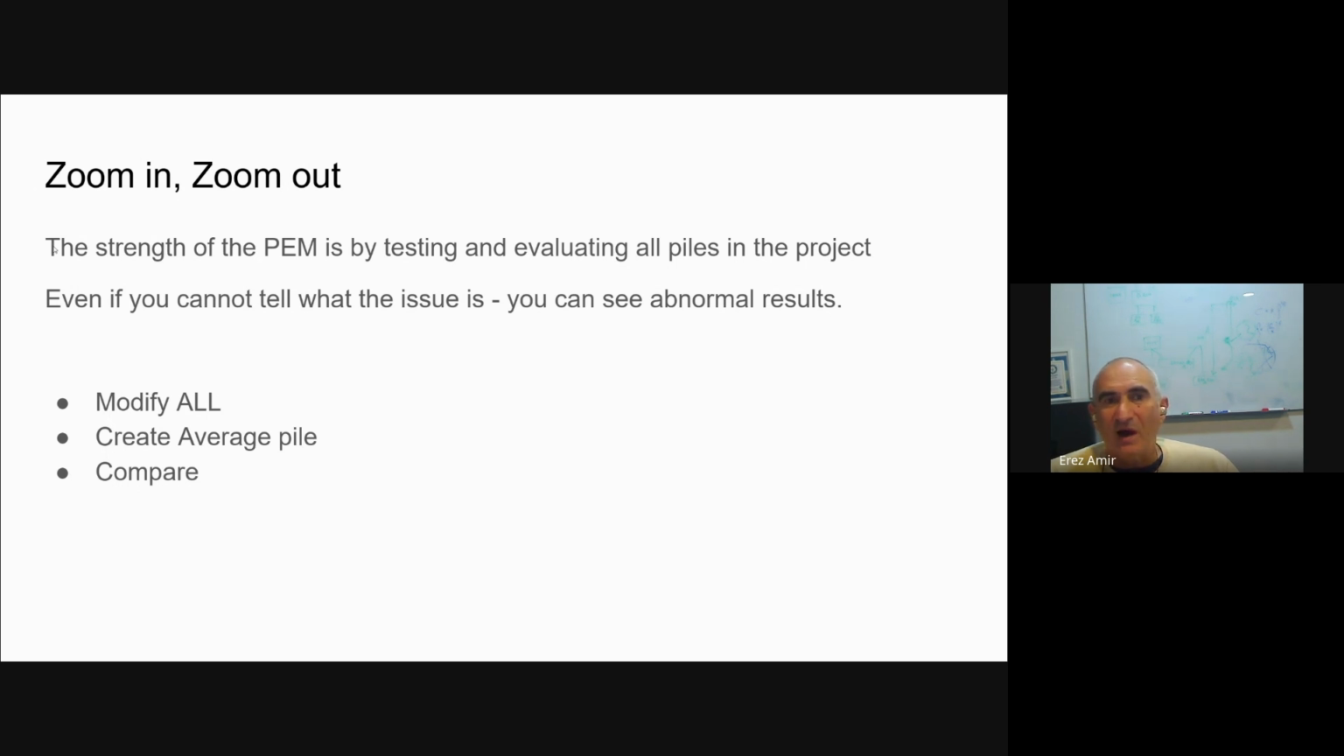So there's a lot of power in looking at the whole project, zooming out, seeing all our piles, and then zooming back in. And that's really a powerful feature of this method. So sometimes it's really impossible to know what's going on if we test just one pile. But when we test all the project, we already get the feel of how a typical pile in this project looks like, and we can see the abnormals. So what I'm going to show you now is 3 features that are related to zooming out and then zooming in again.